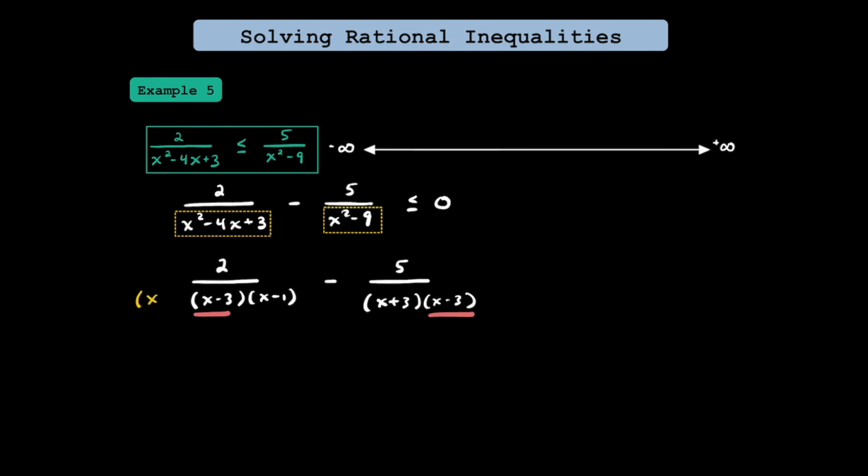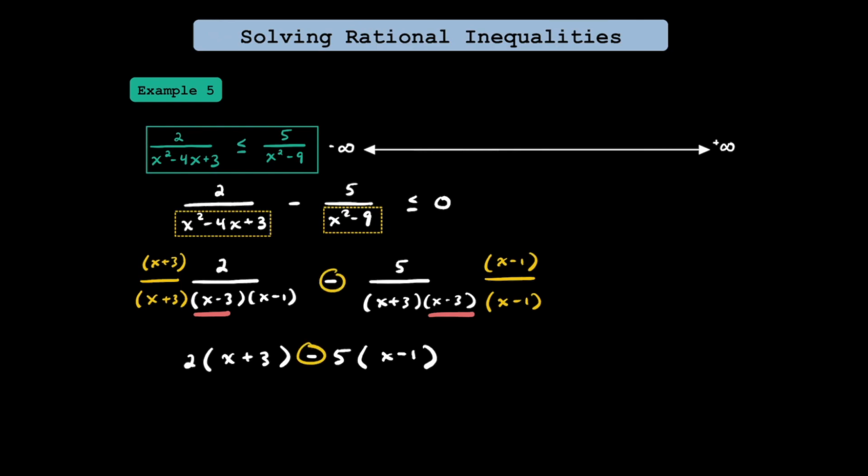Unfortunately, the left fraction is missing an x plus 3, so we have to multiply the left fraction by x plus 3 over x plus 3. And the fraction to the right is missing an x minus 1, so we have to multiply the top and bottom by x minus 1. Our left numerator is going to be 2 times the quantity of x plus 3, and the right side is going to be 5 times the quantity of x minus 1. Don't forget this minus sign here. This whole thing is going to be over x plus 3 times x minus 3 times x minus 1.